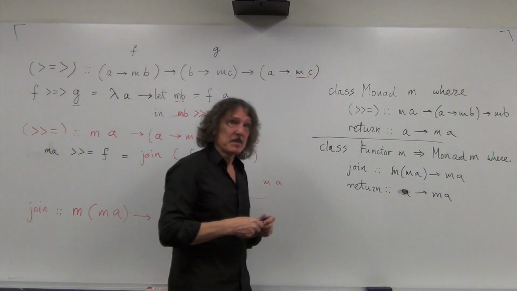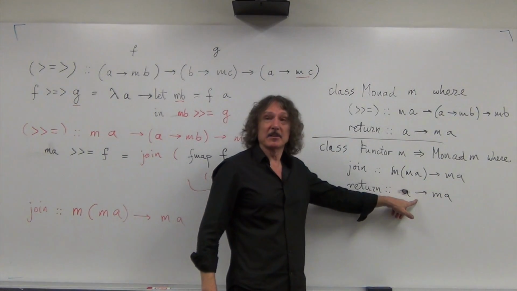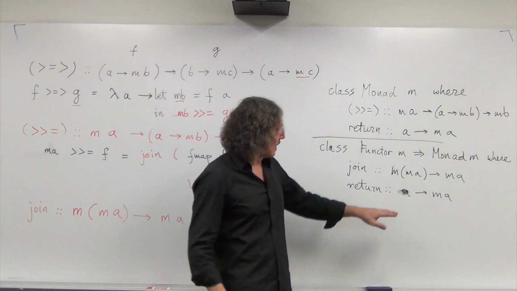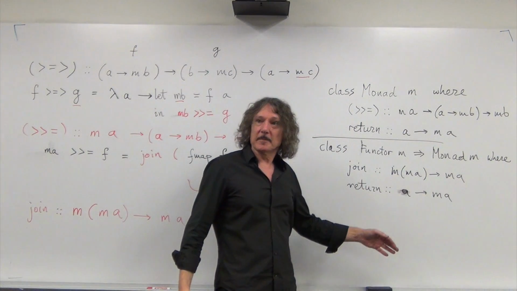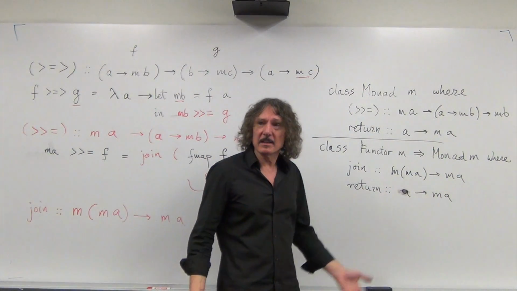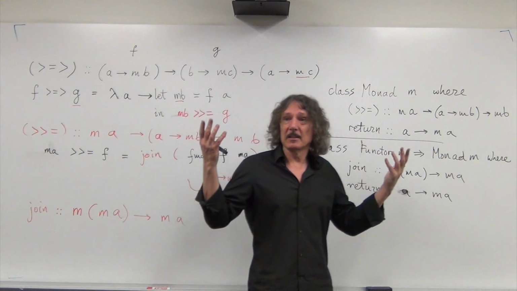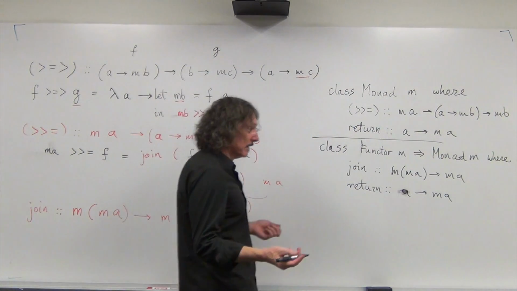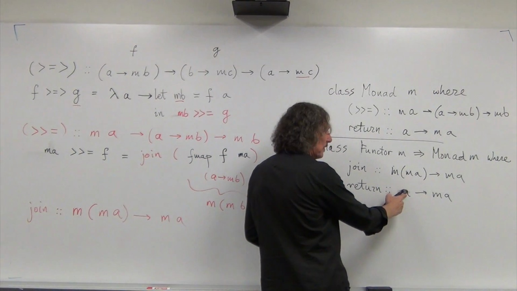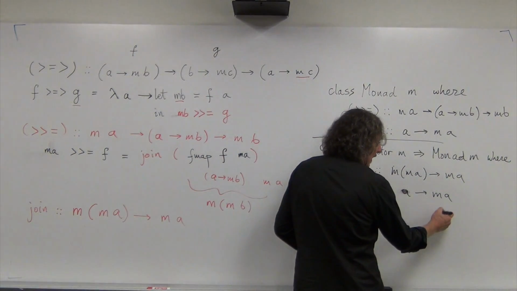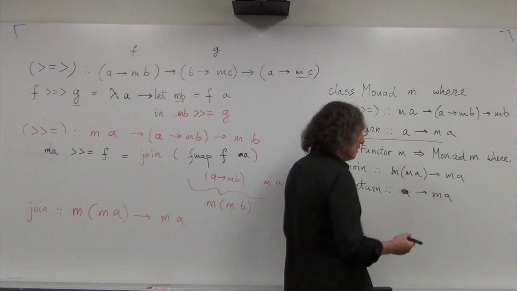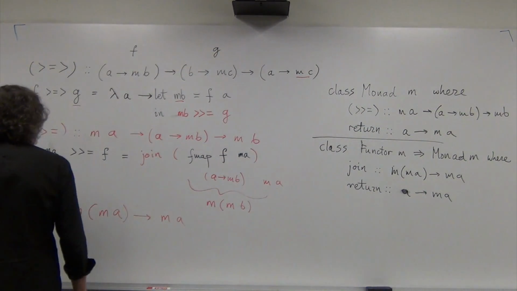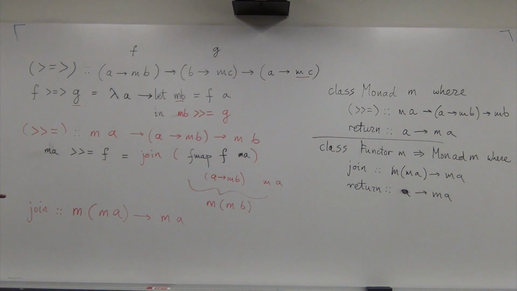Okay? Sometimes people say this is a lifting of values, right? Like remember in a functor we have lifting of functions. This is like a lifting of values. Take a value A and you lift it to the monadic value. So in case of a list, for instance, you take a value and you make it a singleton list.